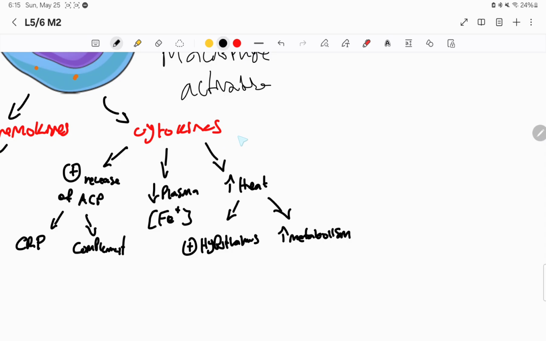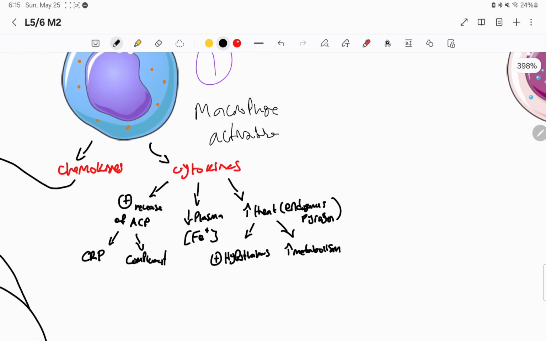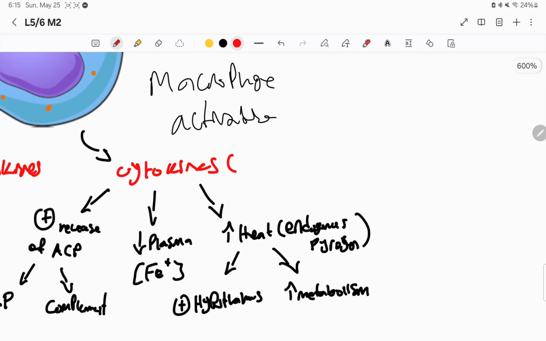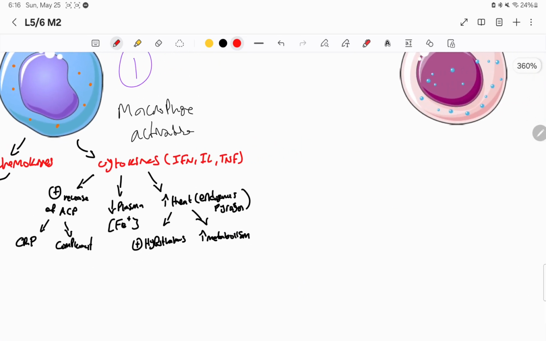Now, because these cytokines have the ability to increase heat and cause fever, we call them endogenous pyrogens. Pyrogen just means the ability to generate heat. Okay? Alrighty. And there are groups of these cytokines. Some of them are interferons, some of them are interleukins, some of them are TNFs. TNF stands for tumor necrosis factor. Interleukin is commonly abbreviated as IL. But they can carry out any of these functions.